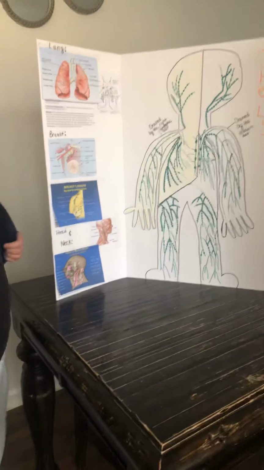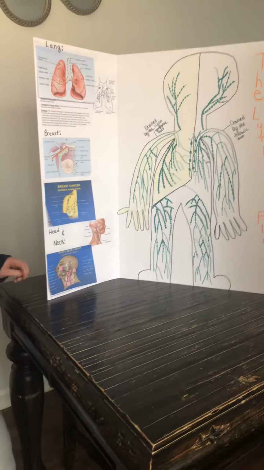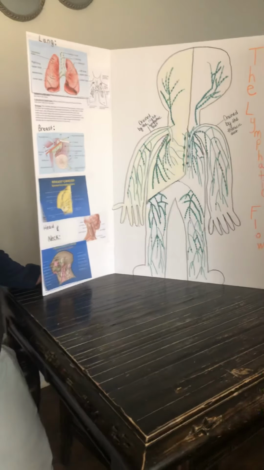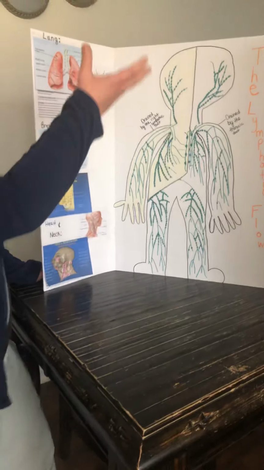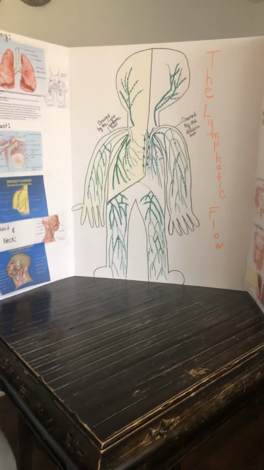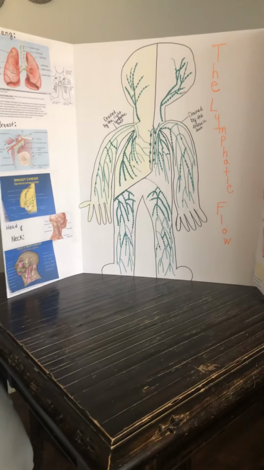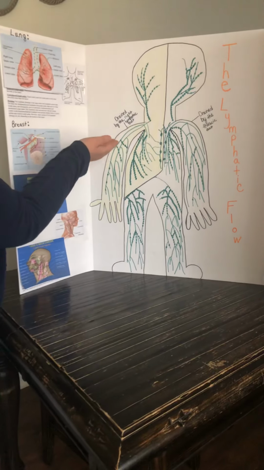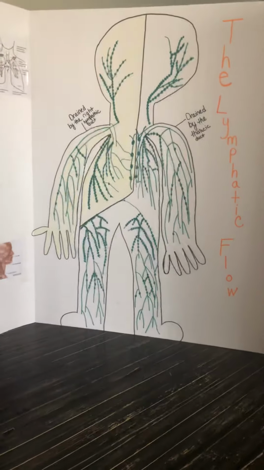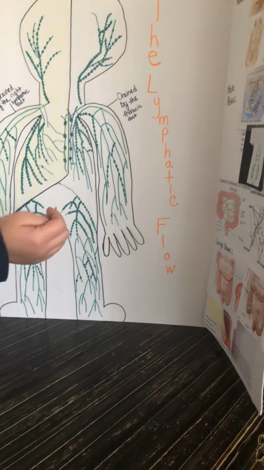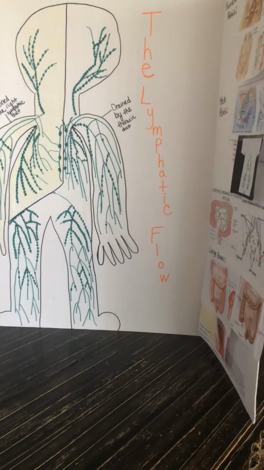Projects. I'm sorry, I'm no artist, so I did the best of my abilities making a diagram of the lymph nodes on the body. On the side of the body, you can see that it is drained by the right lymphatic duct, and over here where it's not colored in, it is drained by the thoracic duct.